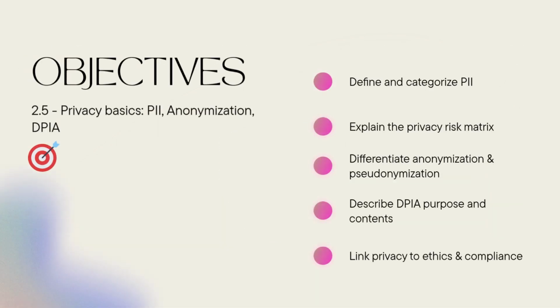And now here are our learning objectives. By the end of this lesson, you'll be able to define and categorize PII, explain the privacy risk matrix, differentiate anonymization and pseudonymization, describe DPIA purpose and contents, and link privacy to ethics and compliance.